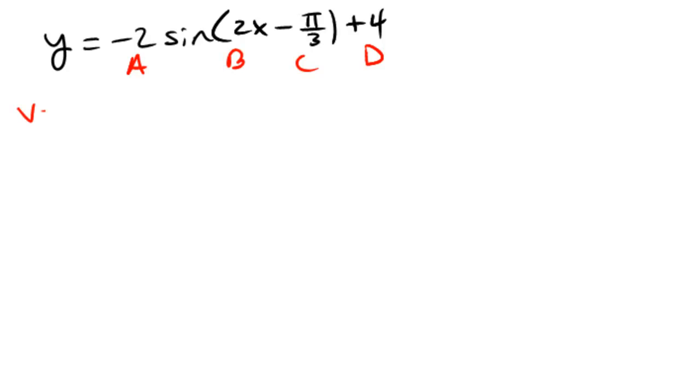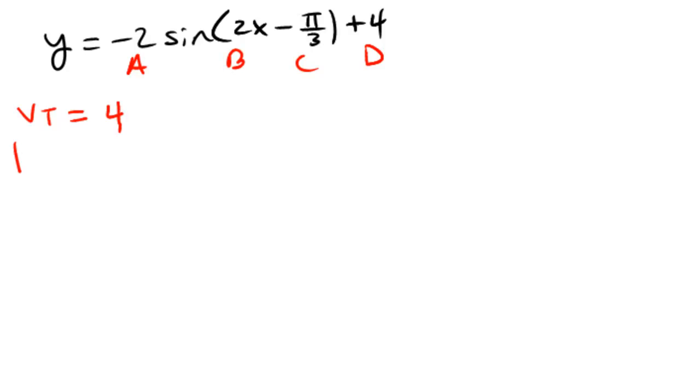So let's start with the vertical translation. This is telling us how much it's been moved up or down. Well, the vertical translation is going to correspond to the letter D. So D is going to tell us the vertical translation. And so in this case, since it's 4, that means the vertical translation is 4, that means we're going to move the graph up 4.